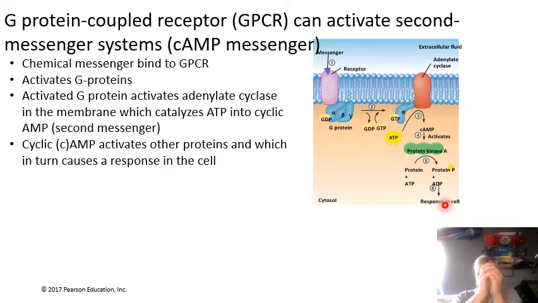What we can see is that by the binding of this one messenger, we can get millions of proteins activated in the cell. So we're getting, through this pathway here, an activation inside the cell. So binding of one messenger gives us this widespread effect in the cell.